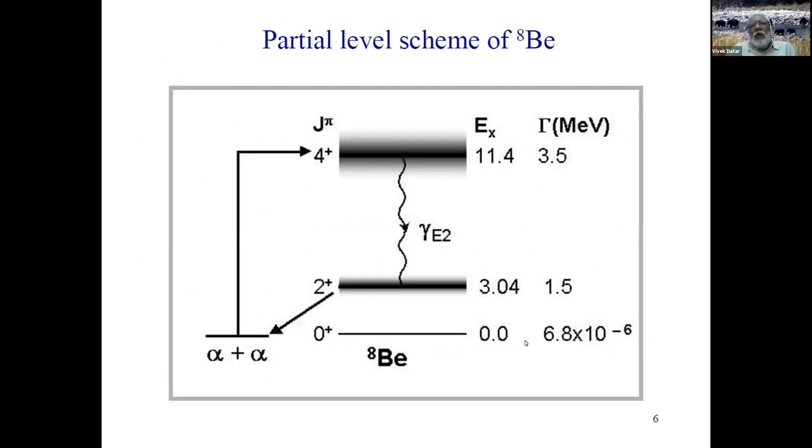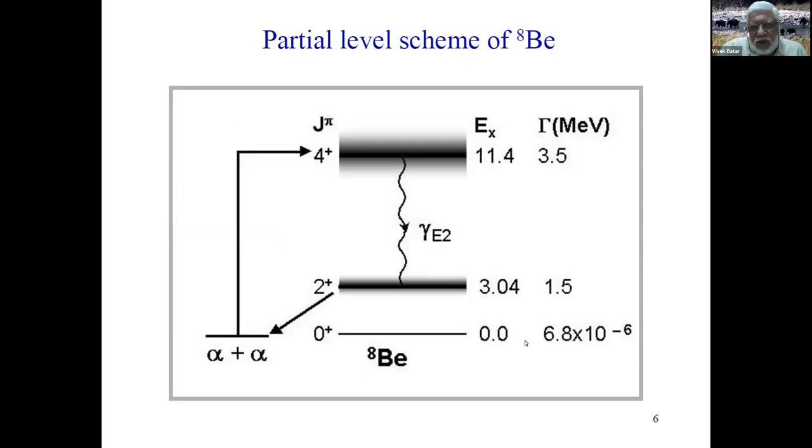So coming to beryllium-8, this is the partial level scheme of beryllium-8. Beryllium-8, the lowest three states are actually resonances. The ground state is a very narrow resonance, just 92 keV above the alpha-alpha threshold, and it has a width of about 7 electron volts. Very small, very tiny width.